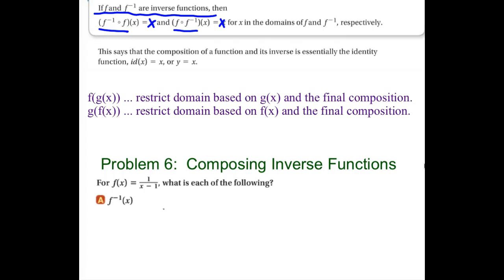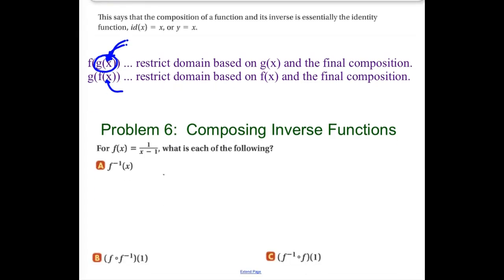In purple here, I put down just a reminder. When we start talking about the domain for compositions, we look at the function that's getting dumped in, any domain restrictions on this inside function, and then anything in our final answer. Okay? Well, if our final answer is just going to be an x, we don't have domain restrictions on that. But we would have to worry about anything on that inside function. Okay? All right. Let's look at question 6 here.